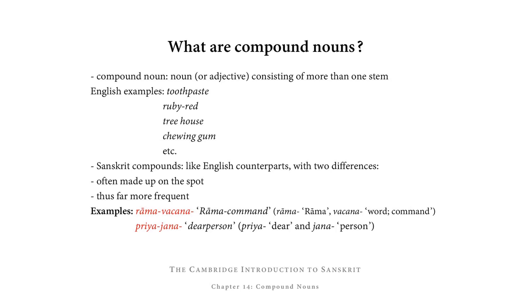So in Sanskrit, for example, I might say Rama Vachana, a compound, literally Rama command, instead of saying a command of Rama, a command from Rama, a command by Rama. So I could phrase this as just one word, as one compound. I could also say Priyajana, literally dear person, rather than using two words, dear and person, individually to describe someone.